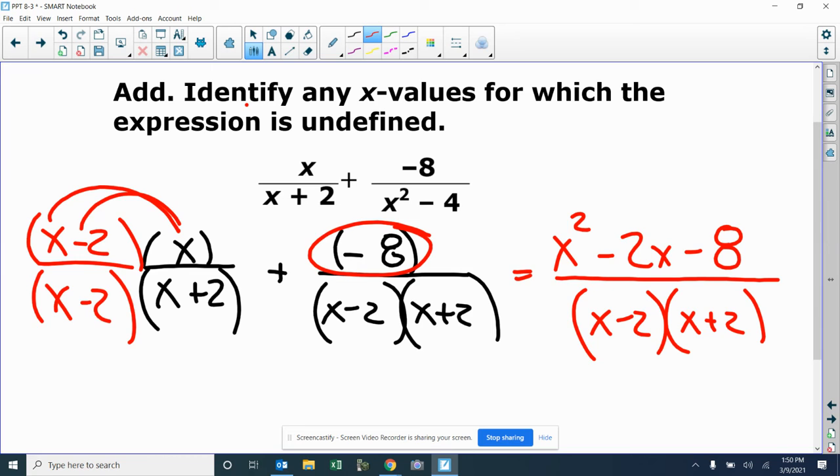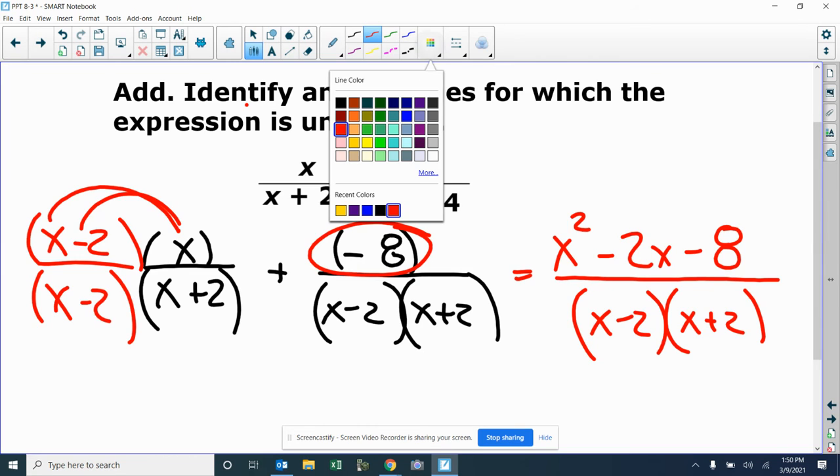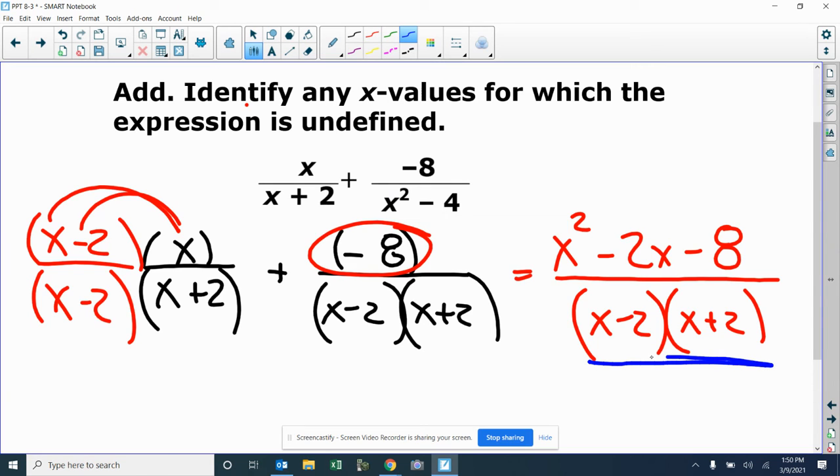So all that's left to do is figure out where we are undefined. We have added those together. Think about where we're undefined down here. X cannot be what? Well, it can't be positive or negative 2. So we've got to get that same denominator, and whatever we're missing on either side, we are going to multiply it by that.